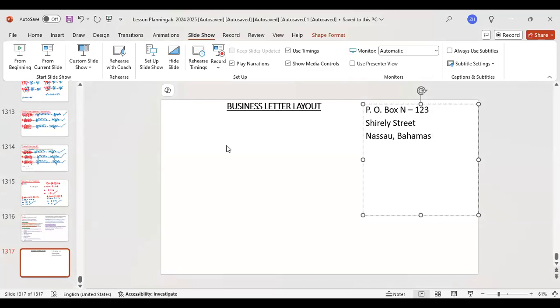What else do we need? We said something, sender's address and what? The date. And so what we have to do for the date? We gotta skip 2 lines and then we write the date. The date is the 3rd of what? February. 2025. Okay. Good.